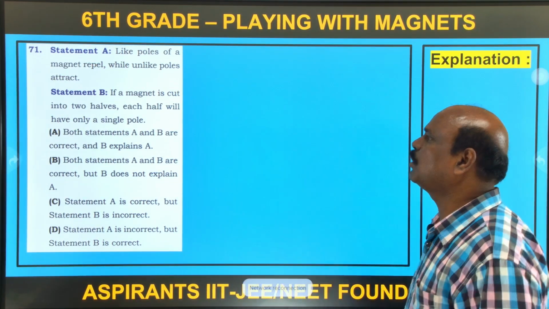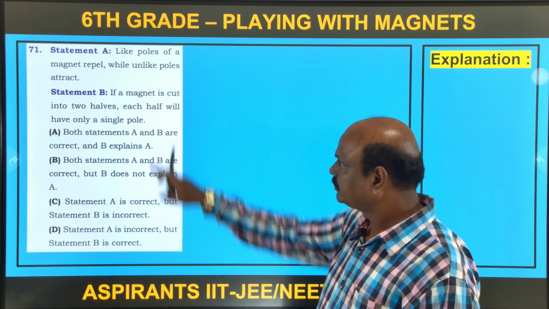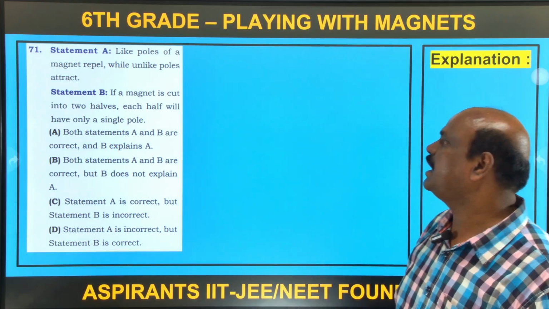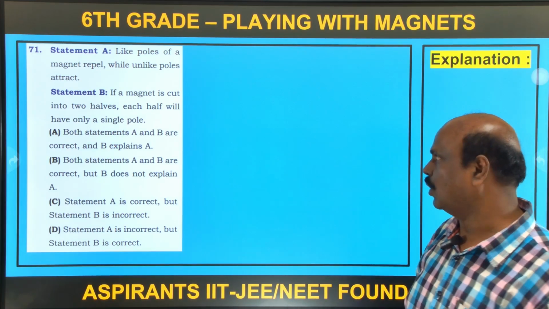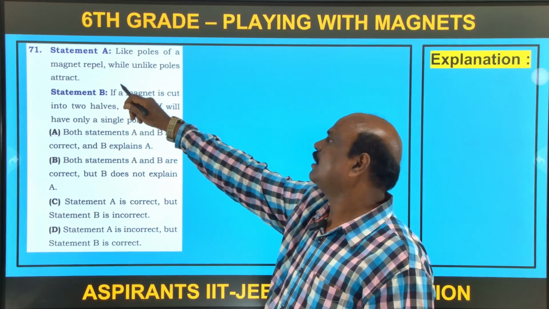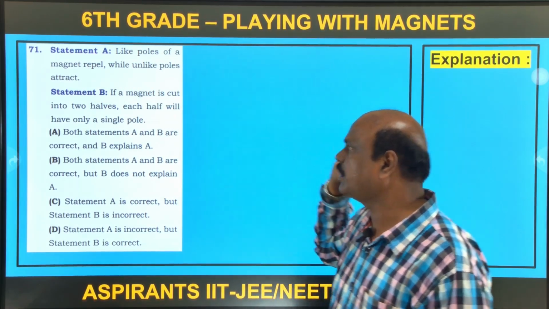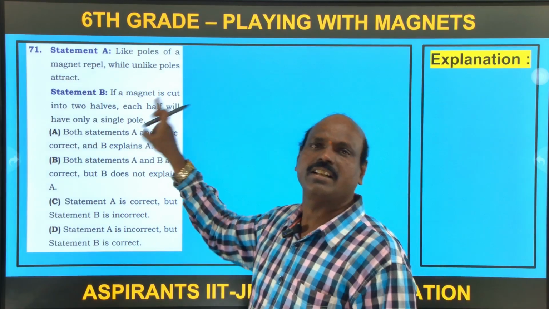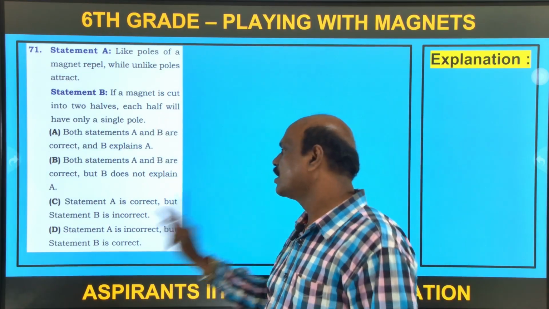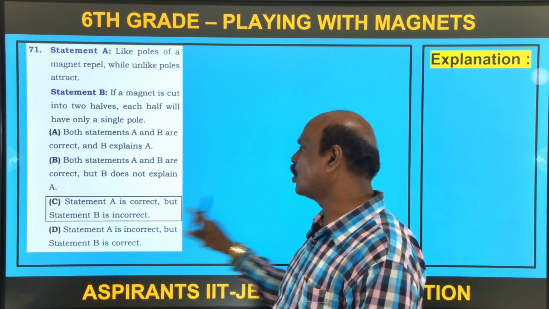Next, like poles of a magnet repel while unlike poles attract. Same, if a magnet is cut into two halves, each half will have only a single pole. So here, like poles of a magnet repel is true, and unlike poles attract is also true. So statement A is true. But when you cut a magnet, each piece will have two poles, but he is saying it's a single pole, it is wrong. So statement A is correct, but statement B is incorrect. So option C.